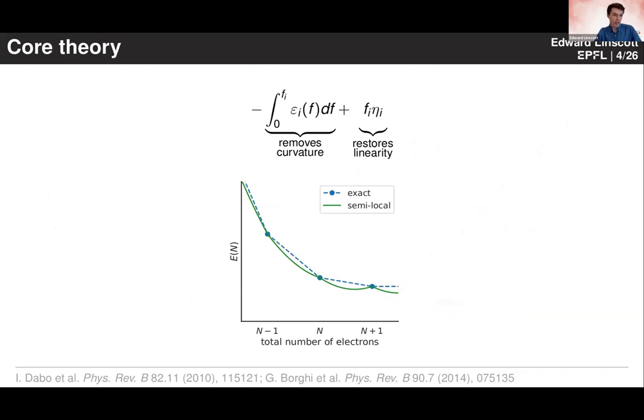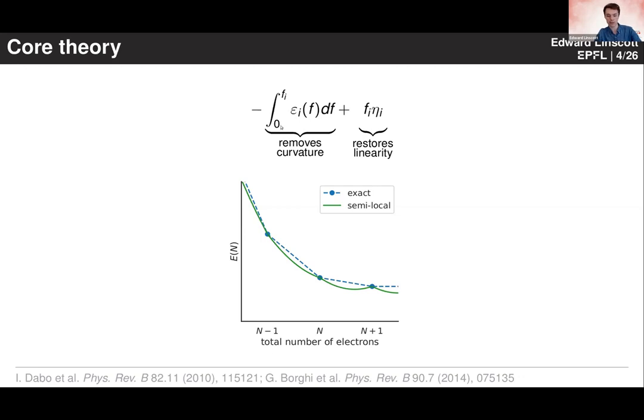So what these corrections actually look like are the following. What we want to do is have eigenvalues that are explicitly independent of the corresponding occupancies, or total energies that are linear in the occupancies. And so our correction takes the form of this equation here.